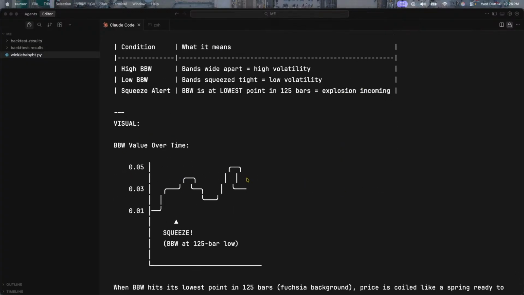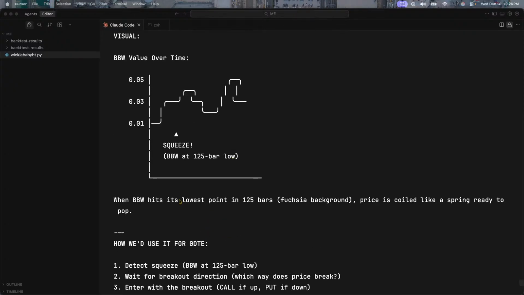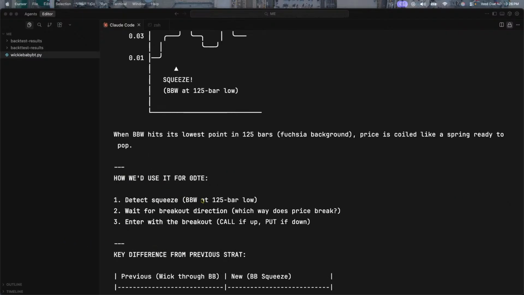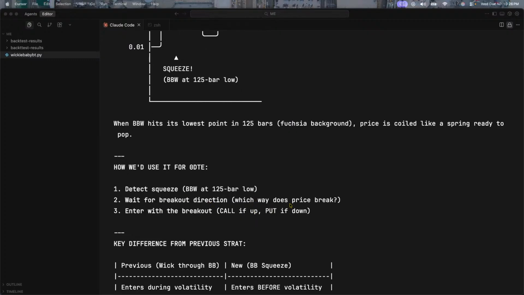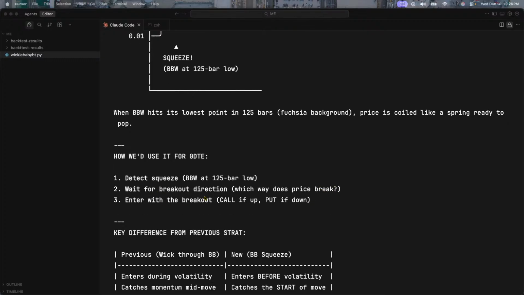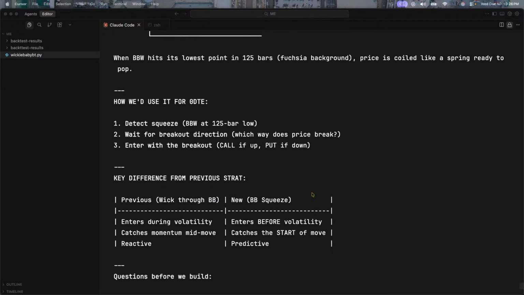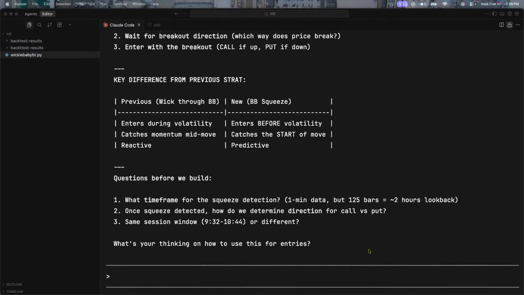So this is how it looks visually. 125 bars low, BB squeeze. And then BBW is at its lowest point in 125 bars. The background shows the price is coiled, like the price is ready to spring. How we use it: we detect the squeeze, the price is at the 125th bar low. We wait for the breakout direction. We wait to see which way the price breaks, and we enter with the breakout. Call if it's up, put if it's down. Questions, which time frame?